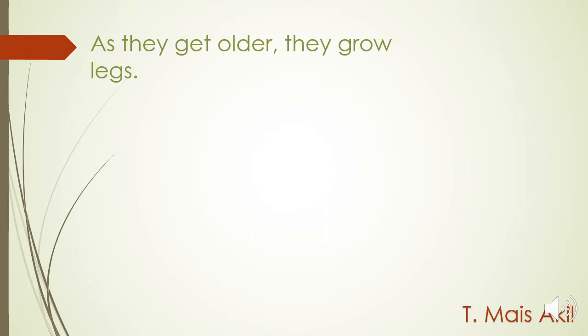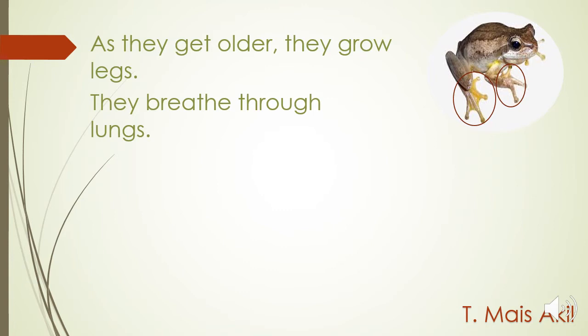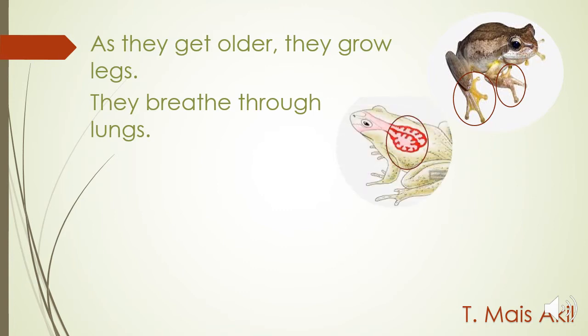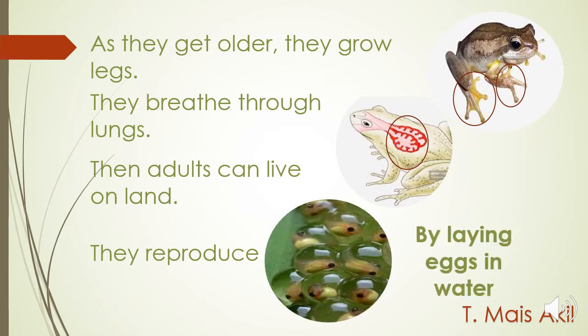As they get older, they grow legs. And they breathe through lungs because now they live on land. So the young live in water and they look like a fish, they don't have legs, and they breathe with gills. When they grow up, become older, they grow legs and they can live on land and breathe with lungs. So then the adults can live on land. How do they reproduce? They lay eggs in water.